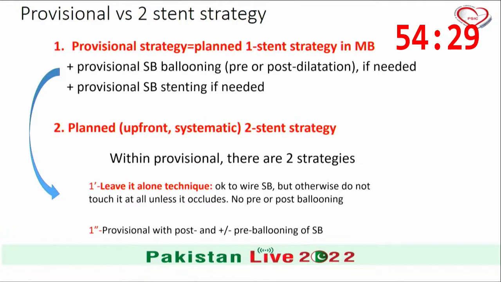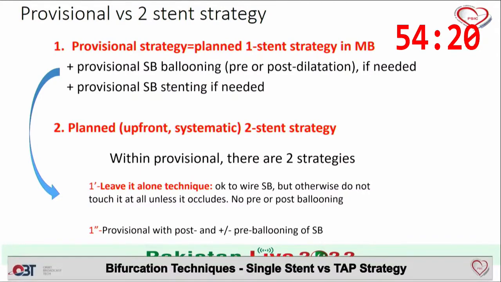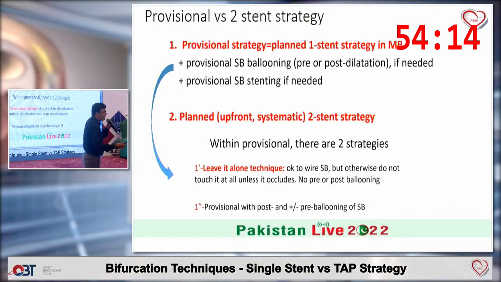So provisional versus two-stent strategy is again very important for us to know, when to do provisionally and when to do a two-stent strategy. The first thing is that the provisional strategy is a planned one-stent strategy. But provisional doesn't always mean that you have to put in a single stent. You may end up putting in two stents depending upon your angiographic results of the side branch.